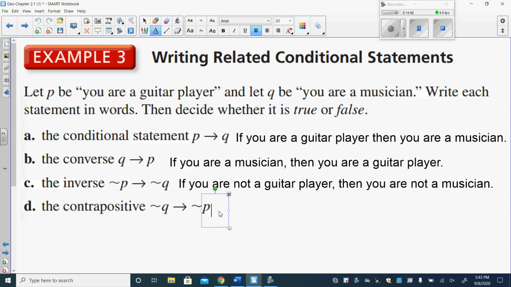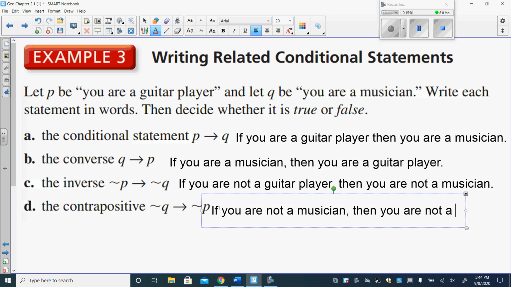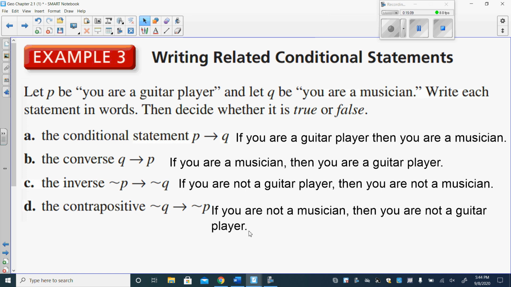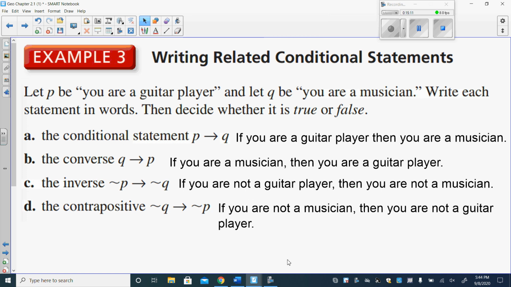So our inverse is, if you're not a guitar player, then you're not a musician. And our last one, we switch it. If you are not a musician, then you are not a guitar player. And these are our four statements here. So our original one, if you're a guitar player, then you're a musician. If you're a musician, then you're a guitar player. If you're not a guitar player, then you're not a musician. And if you're not a musician, then you're not a guitar player.